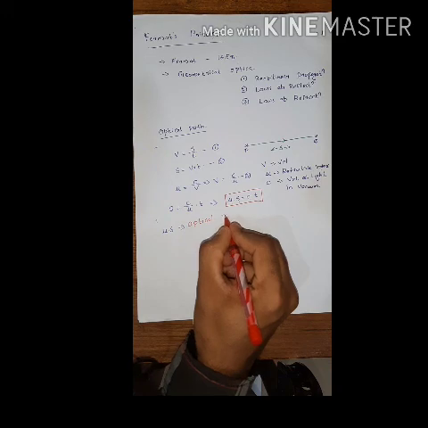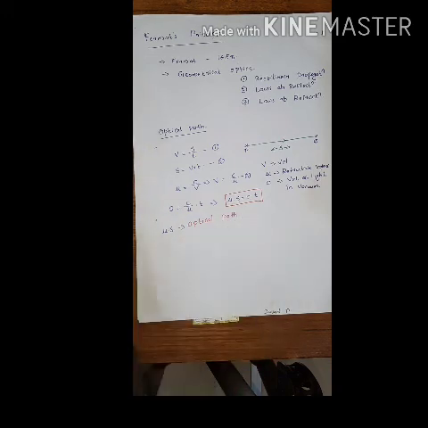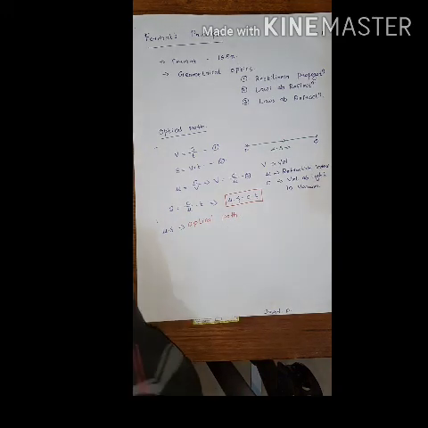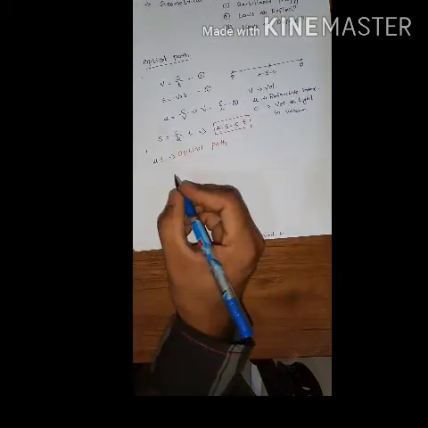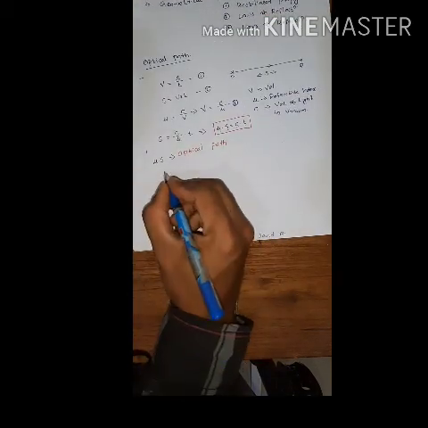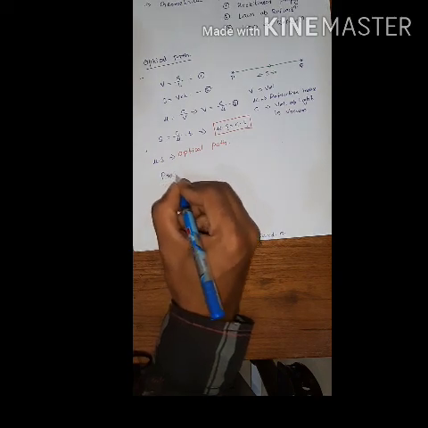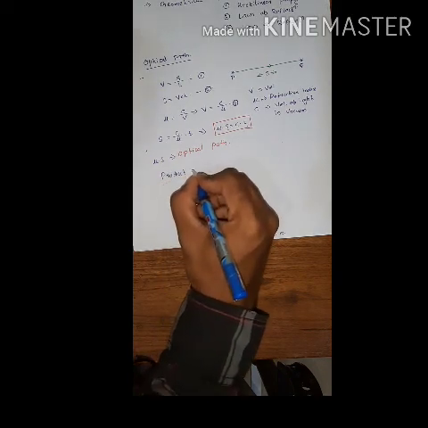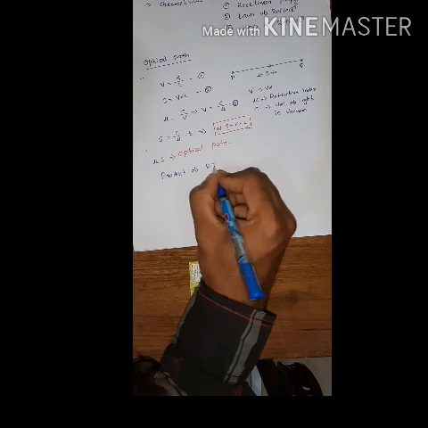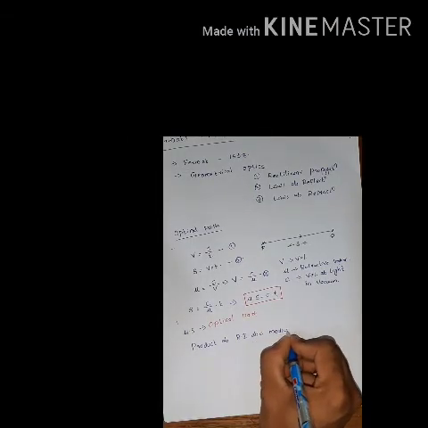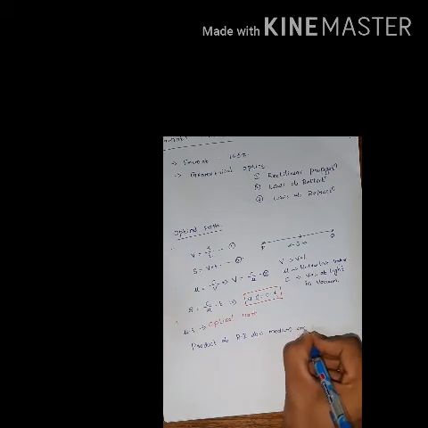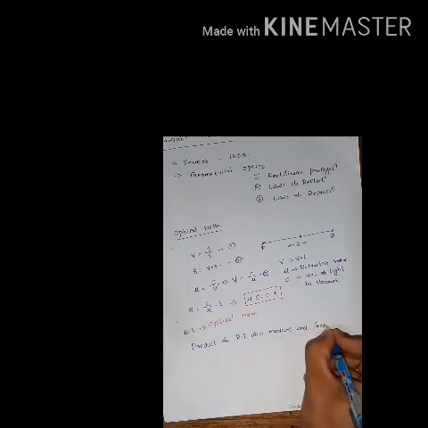Optical path. So mathematically we can represent this optical path as the product of the refractive index of a medium and the geometrical distance.